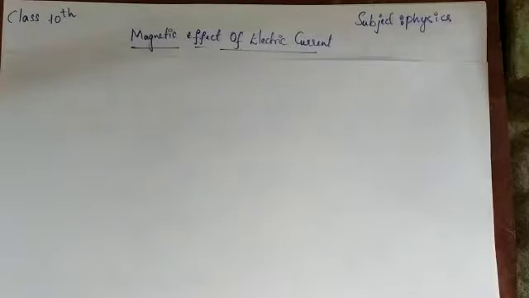Oersted is the first scientist to discover that there is a relation between electric current and magnetic field. Actually, how he did it: he took an electric circuit, a copper wire, and connected it to a battery. When the current or electricity was passed through that copper wire, he took a magnetic needle, and when the magnetic needle came near to that electric current, the magnetic needle showed deflection.